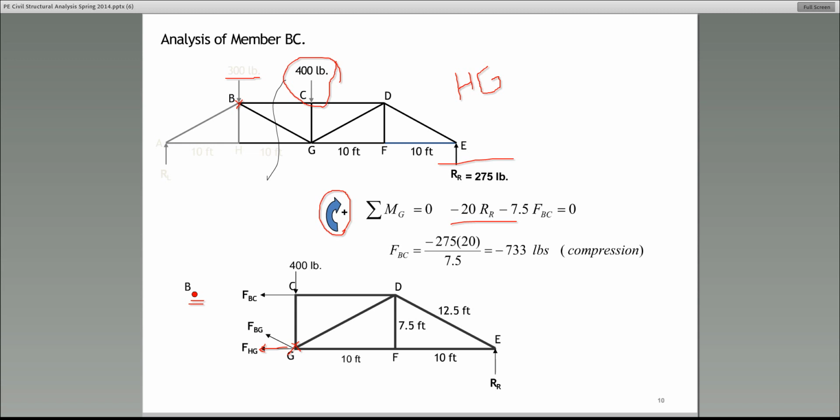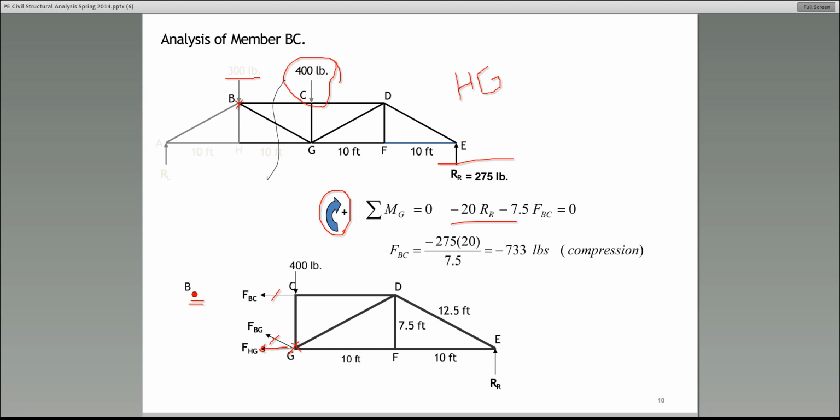What you need to do is sum the moments about the point B. That's so helpful because it will eliminate both BC and BG, because they both go through the point B. So we will eliminate those two forces. The only force that remains in the equation would be the force in HG, which is the unknown. So one equation, one unknown.